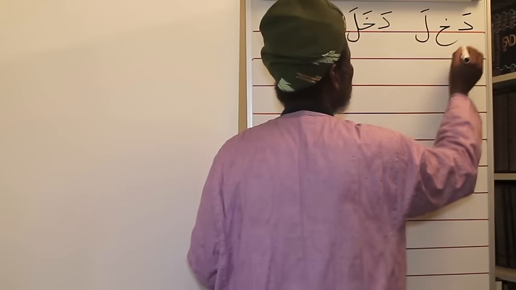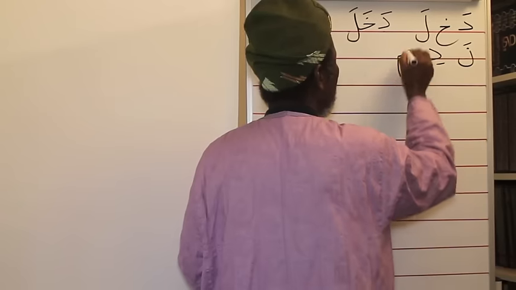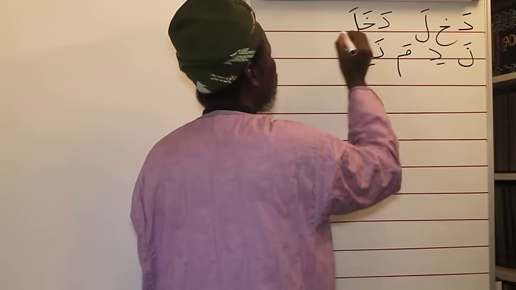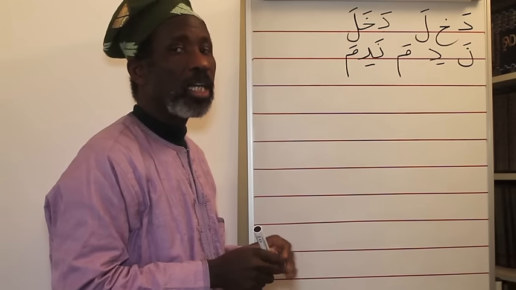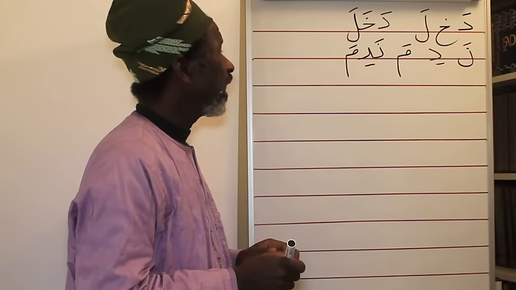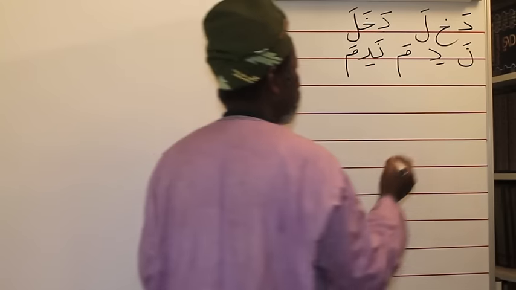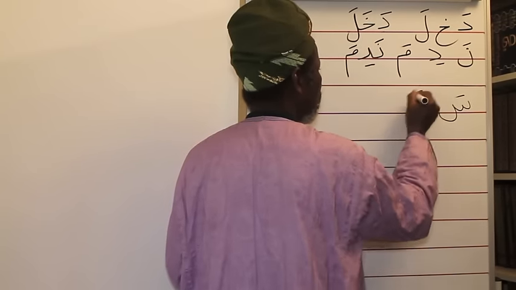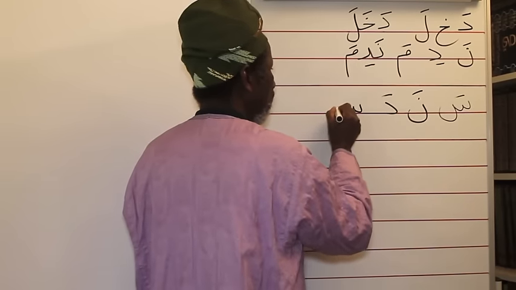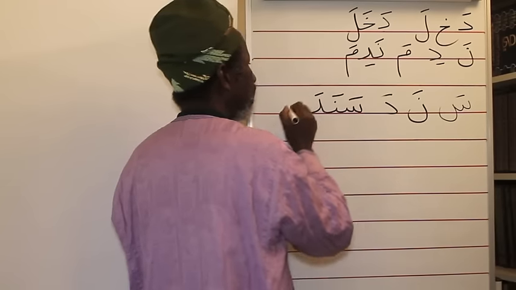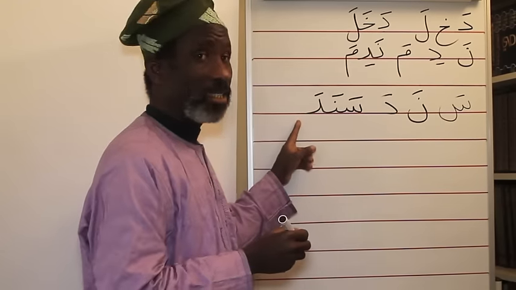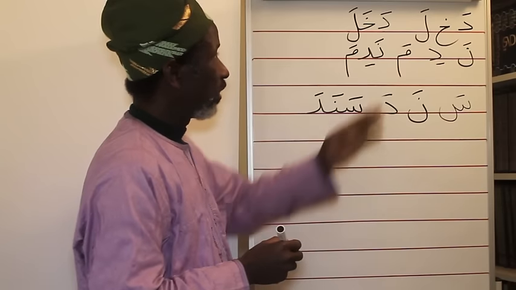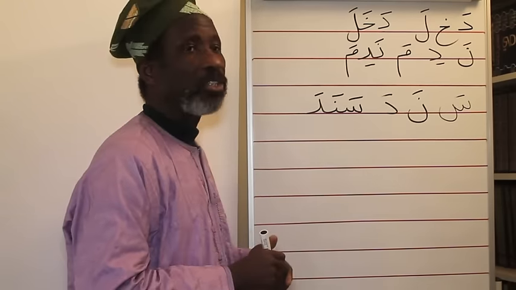Na, di, ma. Nadima. Again, dal cannot be extended to join the letter to the left. Nadima. Sanada. Dal at the end. Sa, na, da. Because dal now is at the end, and the noon and the sin are friendly letters, they are joined. Sa na da: dal at the beginning, dal in the middle, dal at the end.